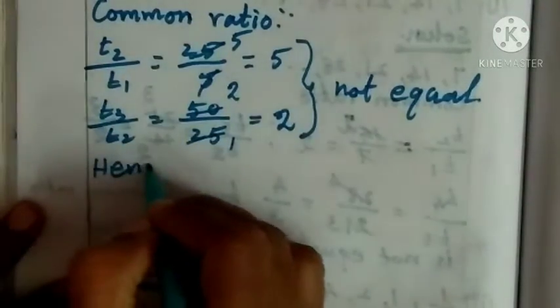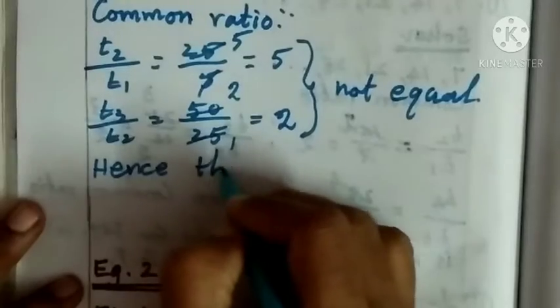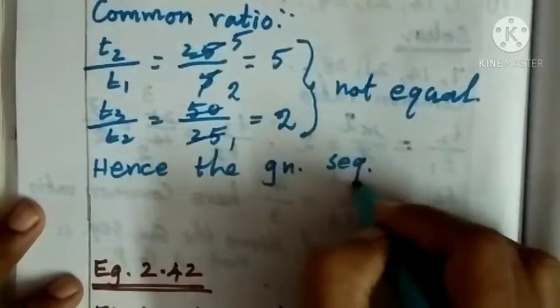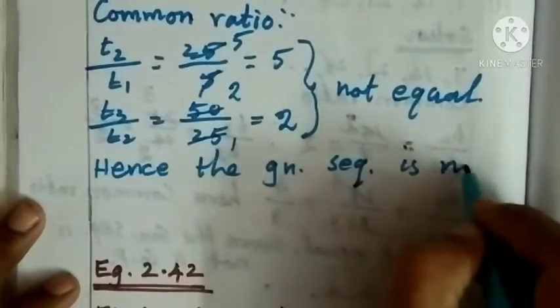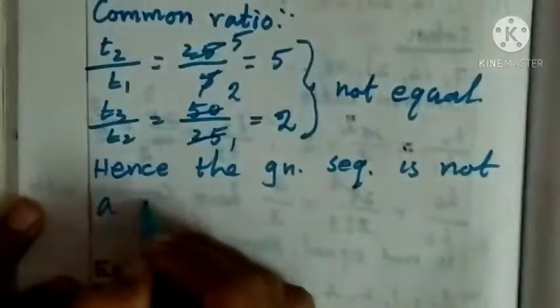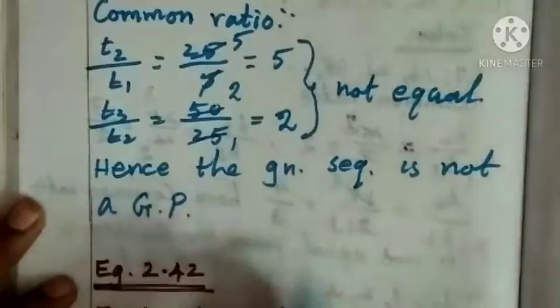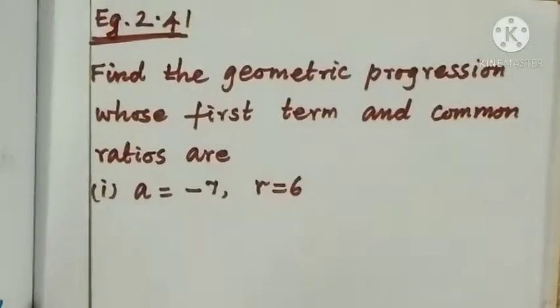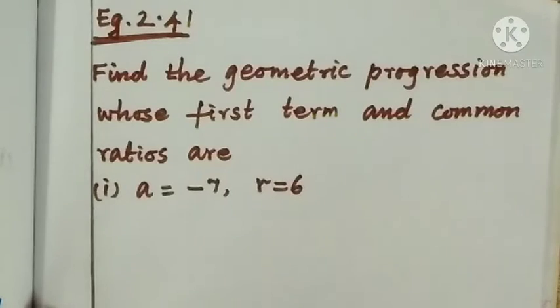Hence, the given sequence is not a GP. This is the answer for this question. Now, we move on to the next example 2.41.